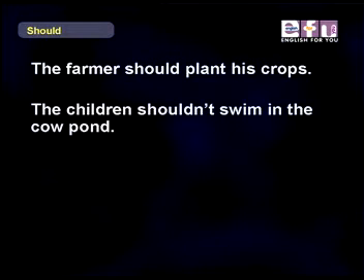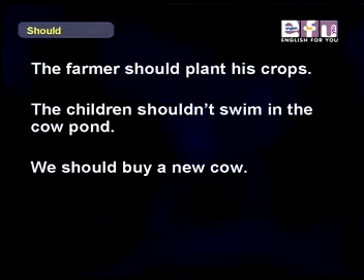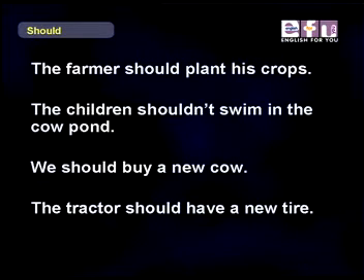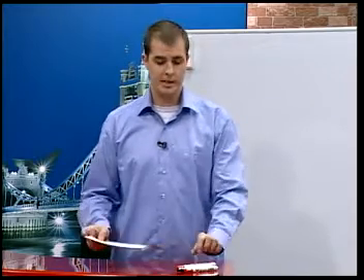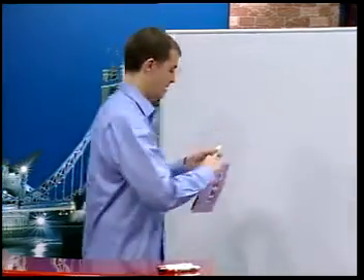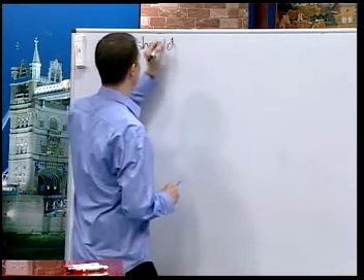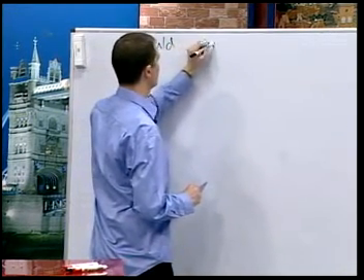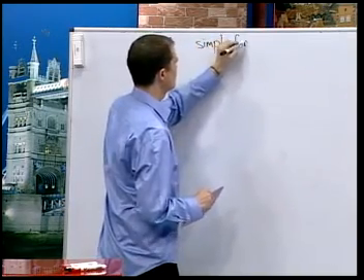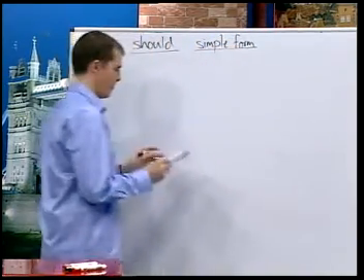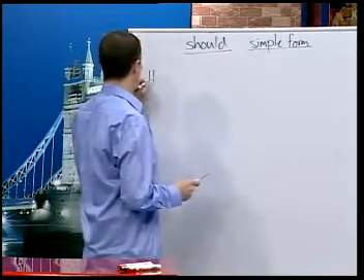The children shouldn't swim in the cow pond. We should buy a new cow. The tractor should have a new tire. Should means this is a good idea or this is good advice. Should is followed by the simple form of the verb, the same as can. We have should and simple form, just like can.